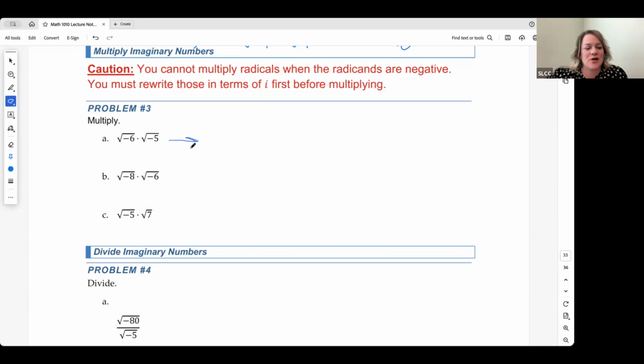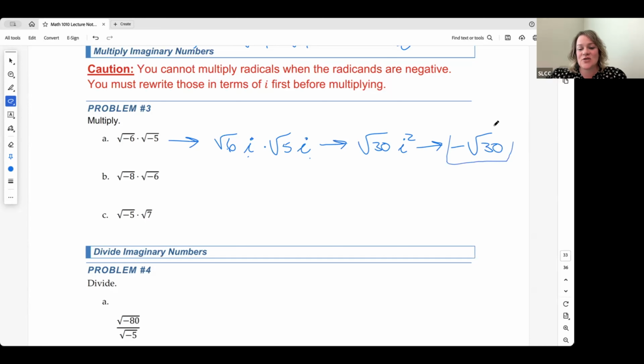So let's do that in problem number 3. This becomes root 6i times root 5i. Now you can multiply 6 times 5. So this would be root 30 and then i times i, which is i squared. So instead of getting just root 30, it's actually negative root 30 because i squared is negative 1. You've got to remember that. You're going to see it a lot.